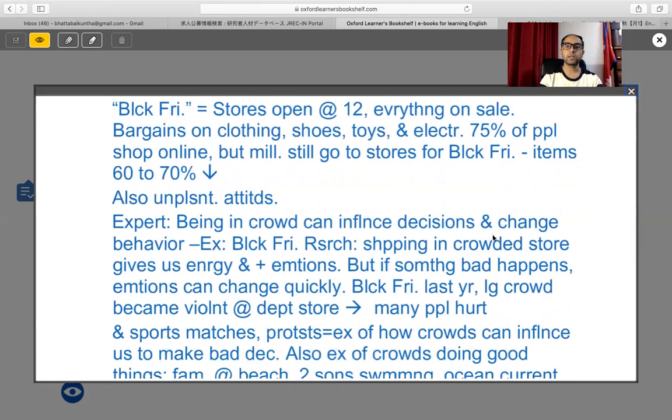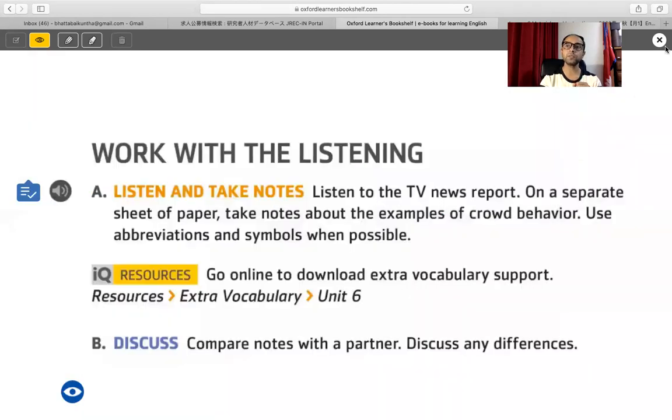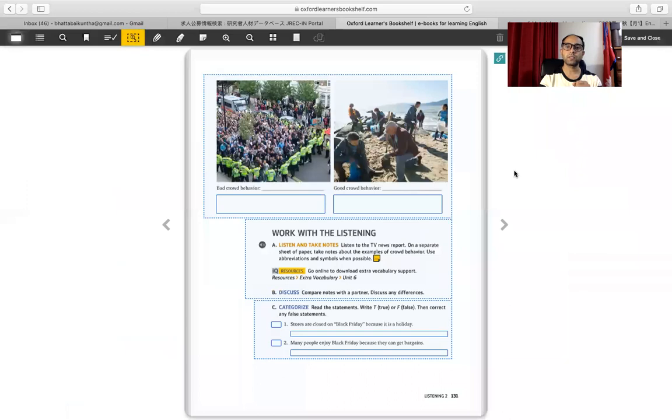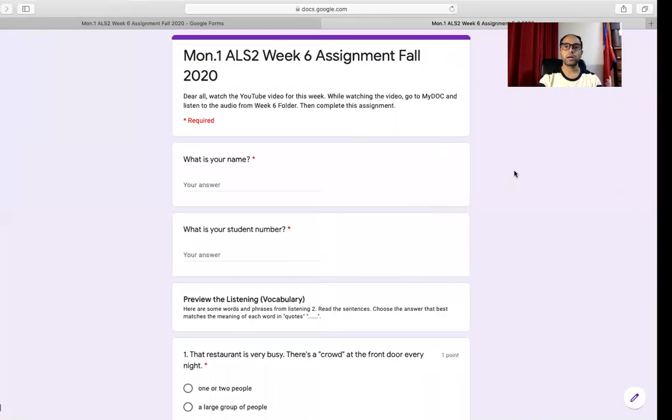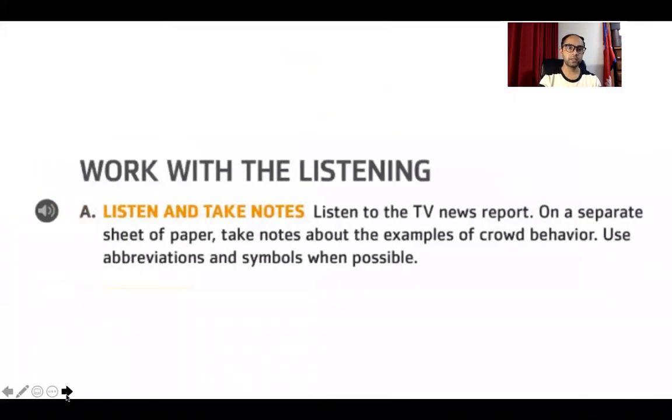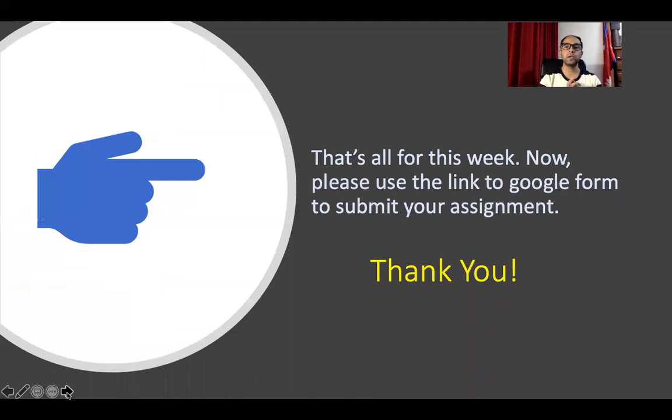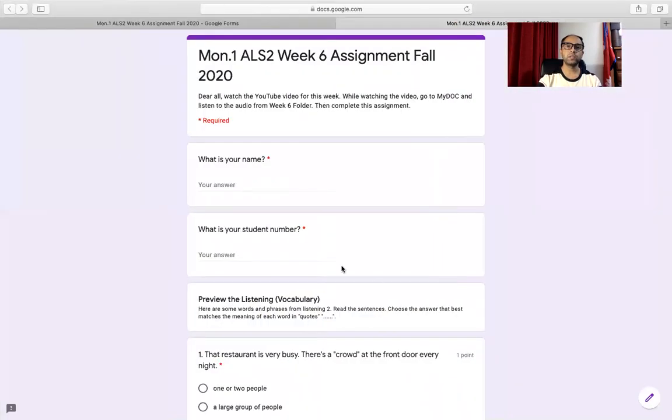If you want to listen again, please listen again and take notes because this is very important for your unit assignment later. Okay, so please do that. Now, I am almost to the end. The last thing you have to do is listen again and work on the assignment that is sent to you from Google Form. Let me quickly show you how your assignment looks.